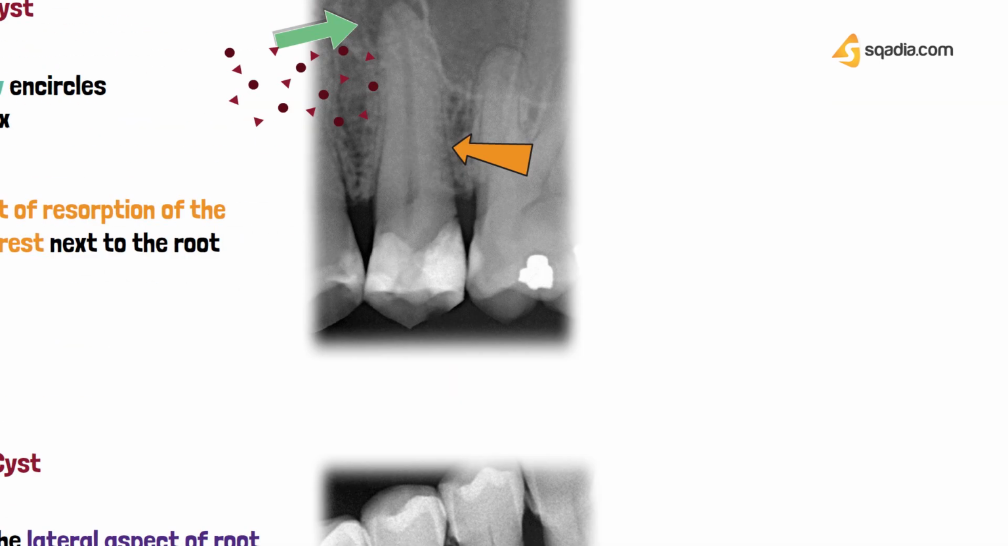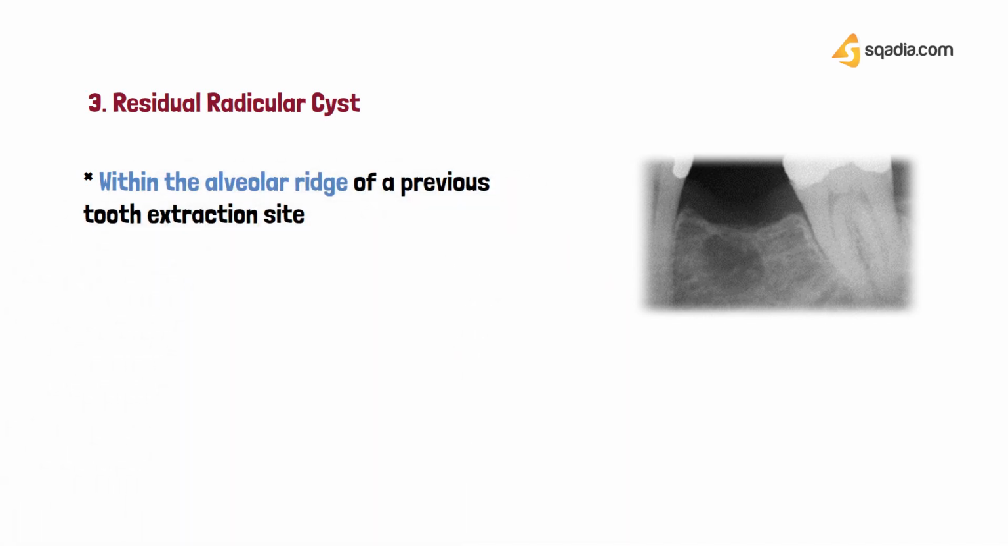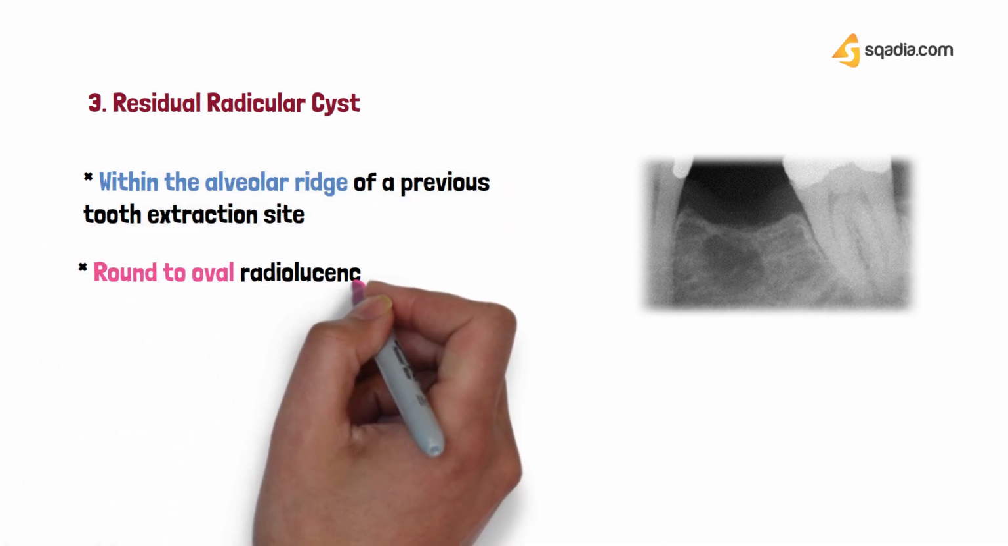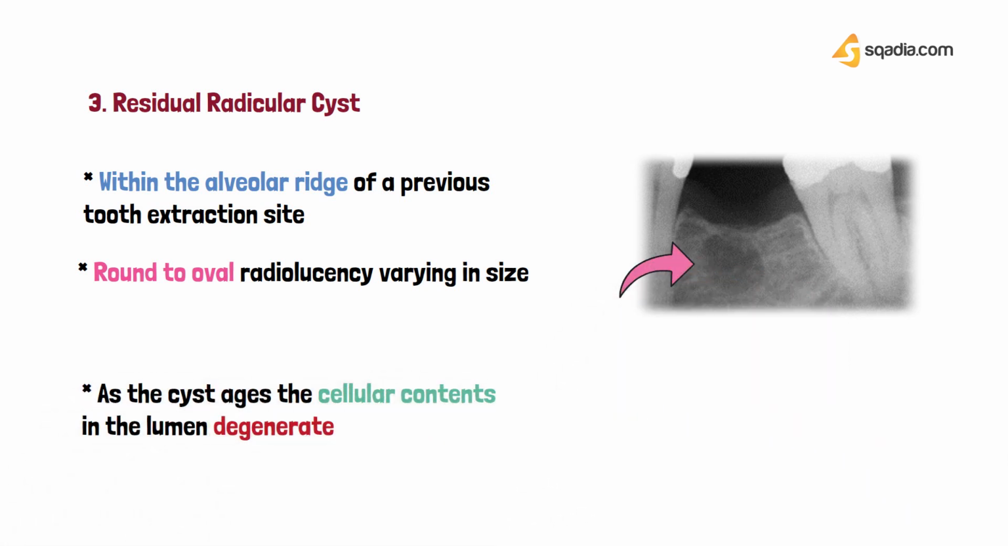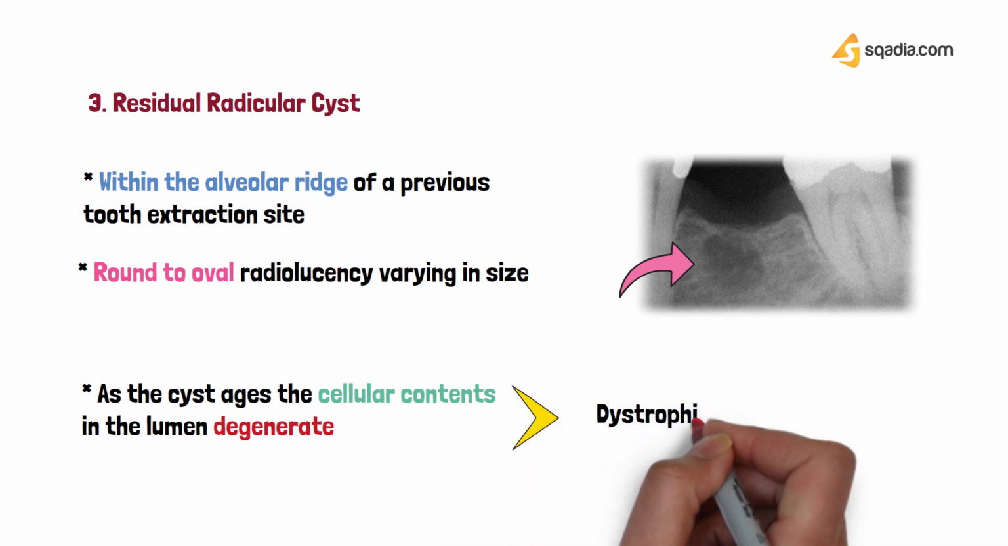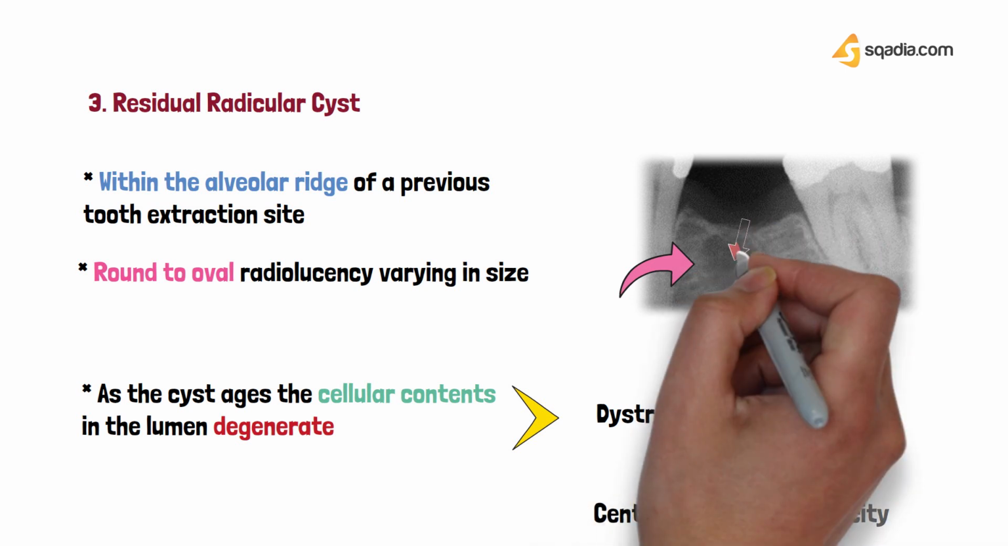In the residual radicular cyst, there is a radiolucency which is present in the alveolar ridge and it may be round to oval in shape. As the cyst ages, the cellular contents in the lumen degenerate, and this causes dystrophic calcification, which is basically the deposition of calcium. So we may see some speckled radio opacity within the radiolucency, as we can see in this picture.